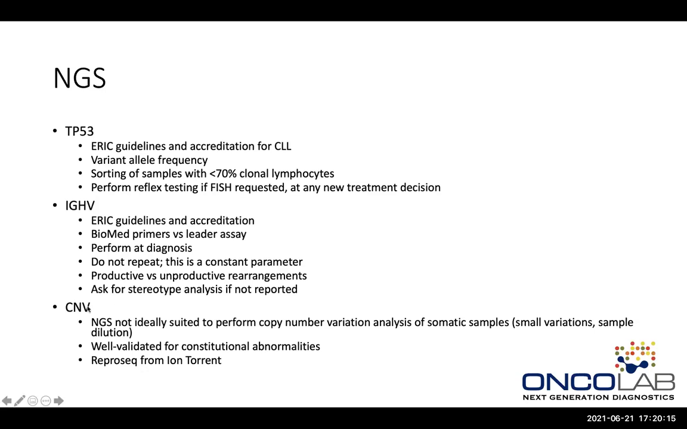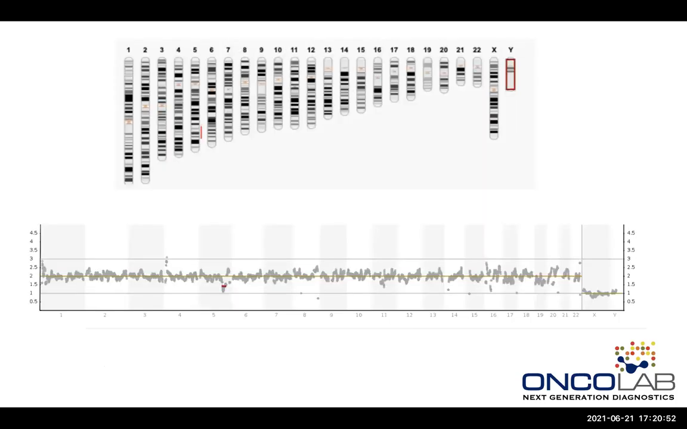Okay. And then copy number variation can be done with next generation sequencing. It's not an ideal platform for this, especially not for the analysis of somatic samples, because of the same problems with CGH and the other things mentioned. Small variations in sample dilution might make you miss things. It is, however, well validated for constitutional abnormalities, and we tried out this ReproSeq from Ion Torrent in our lab, which is a whole genome, low coverage DNA sequencing. And after running it through the bioinformatics, one gets something like this.